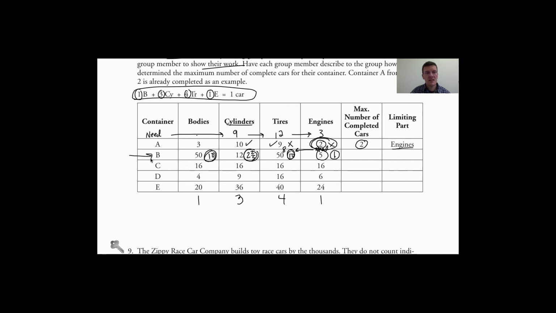So here's my problem. Cylinders in this container, I don't have enough cylinders. I can only make, let's see here. In this case, those cylinders, 3 per car. 12 divided by 3 is going to be 4. I can only make 4, and it is the cylinders that are going to cause the problem there. Okay? All right. Let's look at this one.